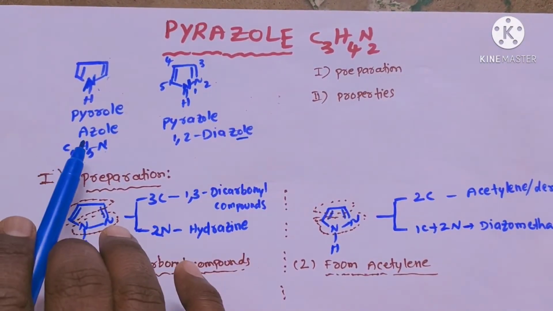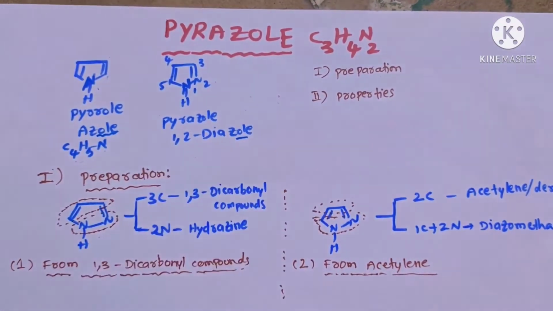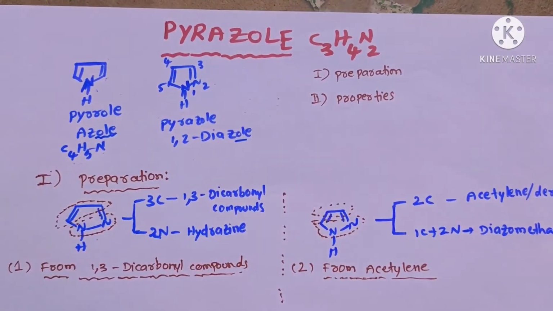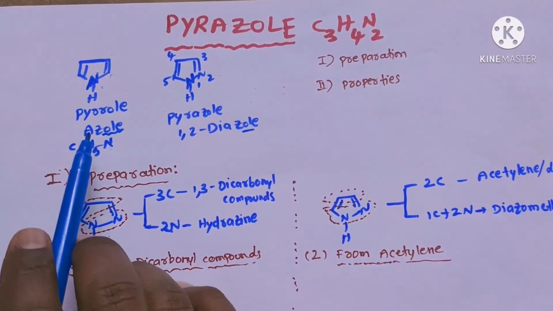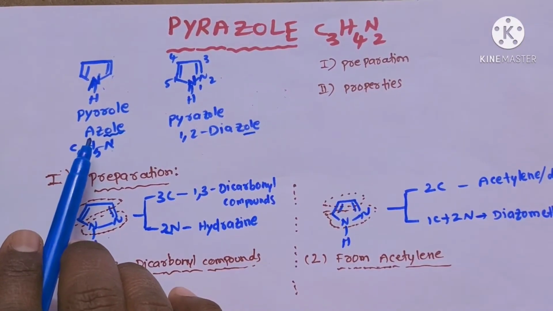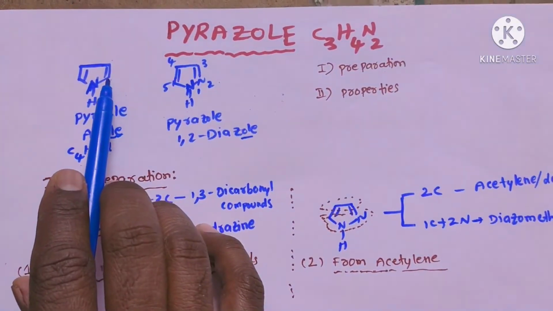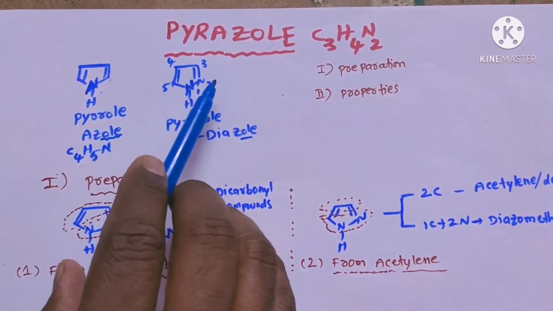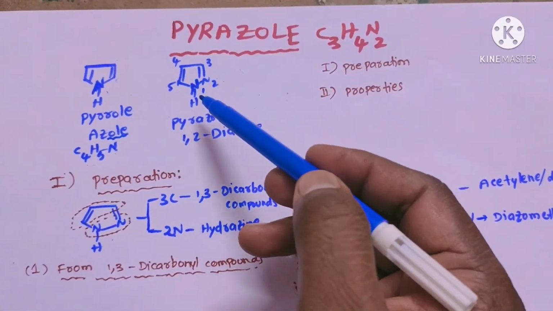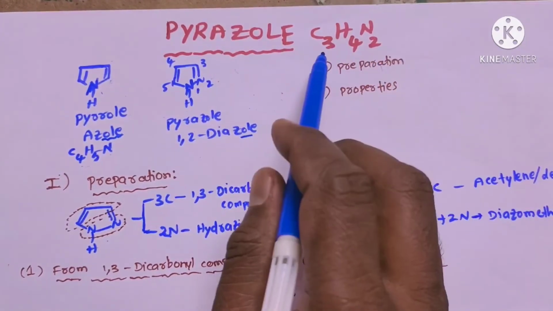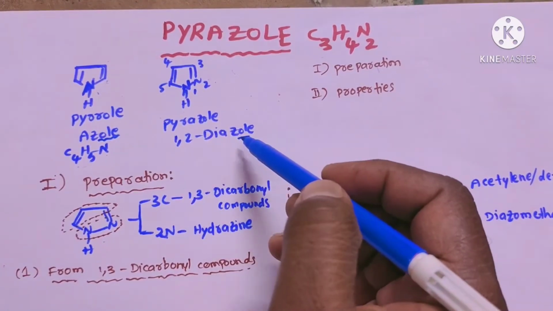Pyrrole is also called azole because 5-membered heterocyclic compounds get the suffix -ole, and here the heteroatom is nitrogen. Nitrogen is called azote, so that's why the systematic name of pyrrole is azole. If we replace one carbon of the pyrrole with a nitrogen atom, we get the formula and structure of pyrazole. So the formula of pyrazole becomes C3H4N2, and we can call it 1,2-diazole also.